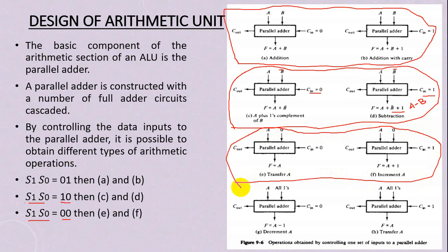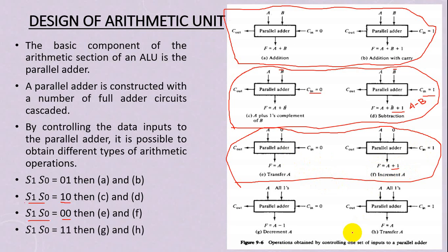In this case, we modify B as 0. Instead of applying B, we apply 0. So we change B to 0 in the third combination. If we change B to 0, look at over here. When the carry in equal to 0, we get transfer of A, F equal to A. And when carry in equal to 1, we get increment of A, A plus 1. In the third case, we get transfer of A when carry in equal to 0, and when carry in equal to 1, we get increment of A, A plus 1.